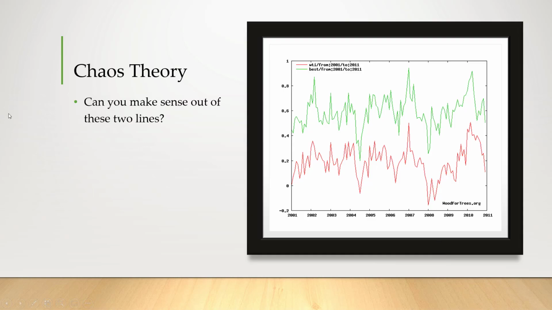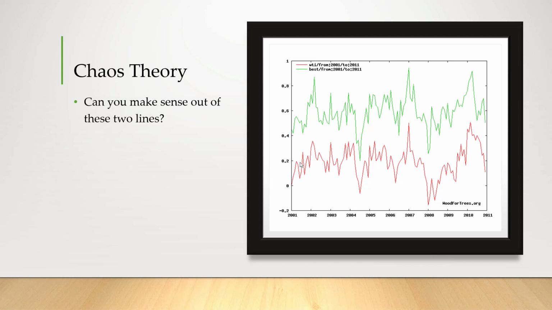So we talk about the chaos theory, and you look at these two lines here. The top one is the 95% confidence bound of this study, and the bottom one is the actual temperature increase over a 10-year period from 2001 to 2011. So our measurement is temperature, and our scale is 10 years.